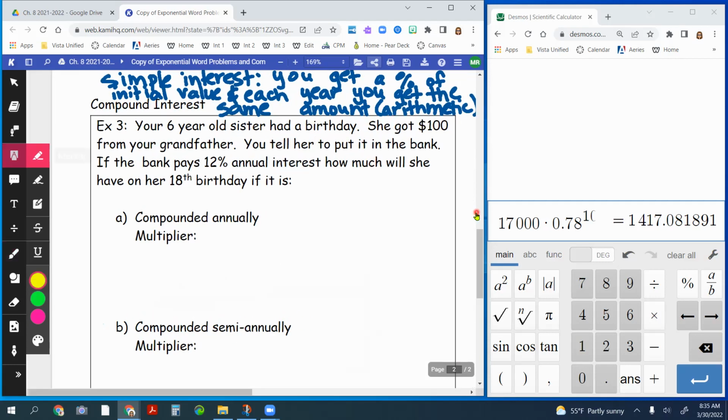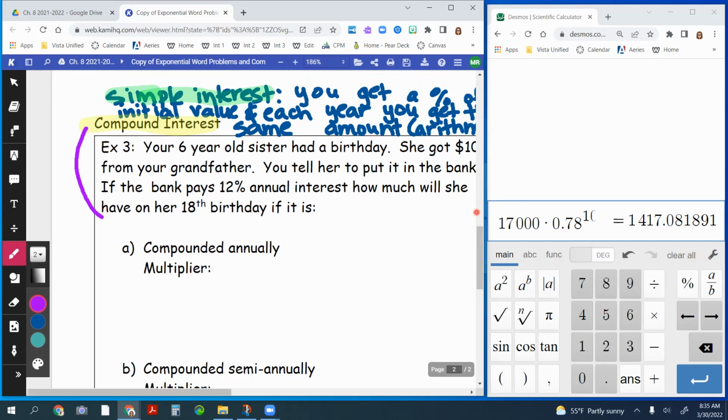Okay, now we're dealing with compound interest, okay? And when we are dealing with compound interest, you get interest on your interest. So you get the percent of the new value each year. So you get interest on your interest.